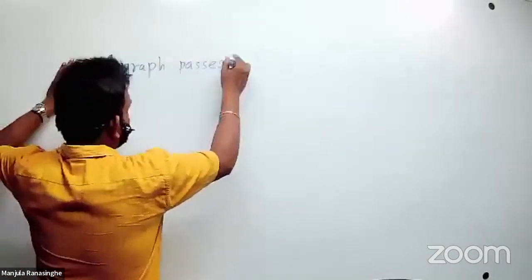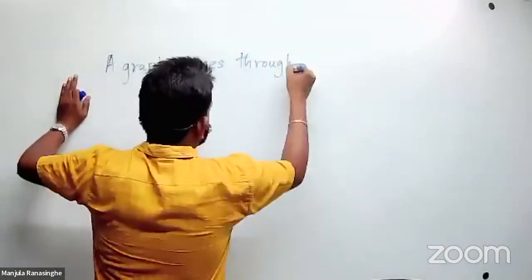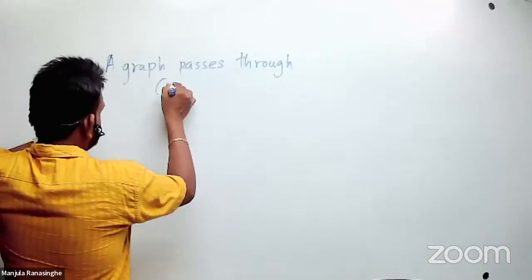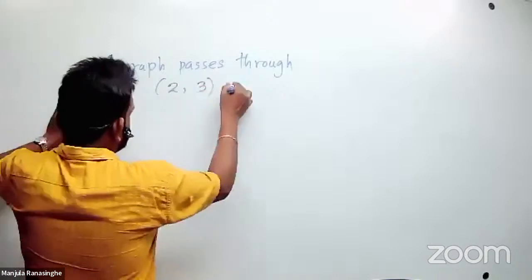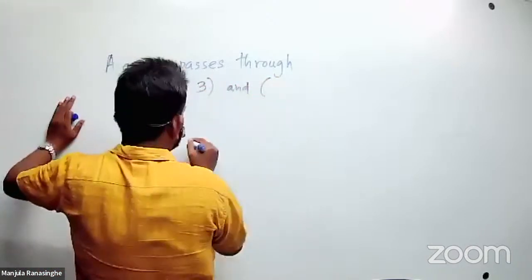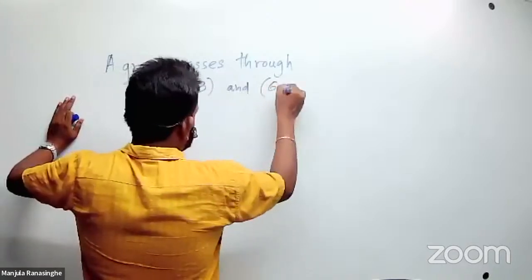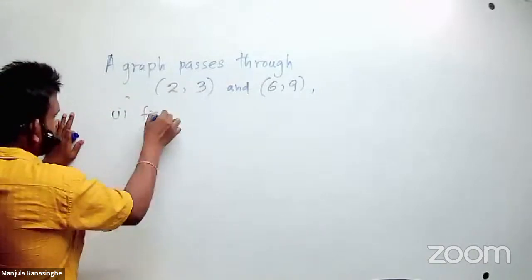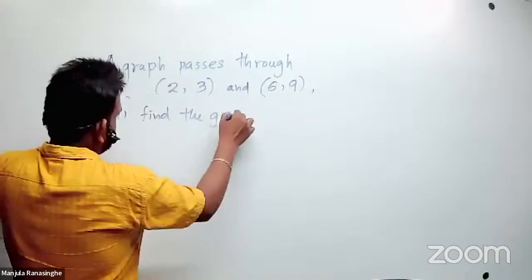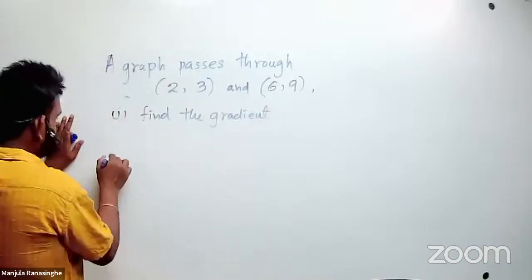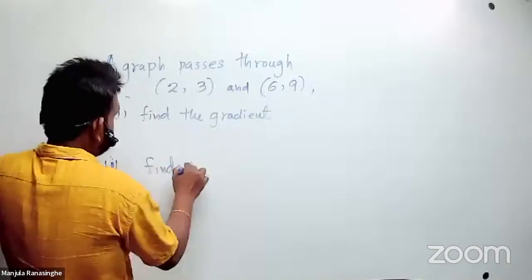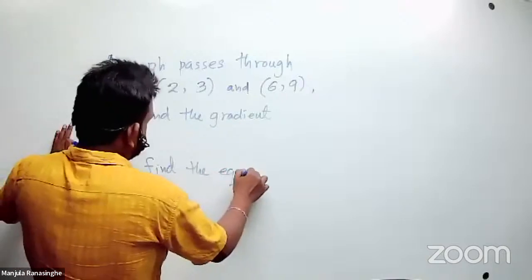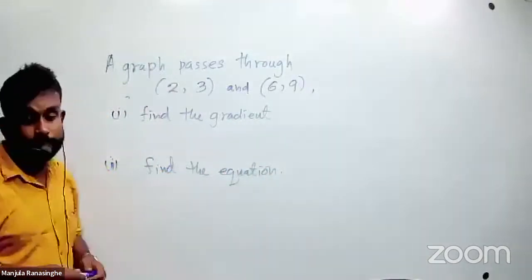A graph passes through 2 comma 3 and 6 comma 9. First one, find the gradient of the equation. Second one, find the equation of the straight line.